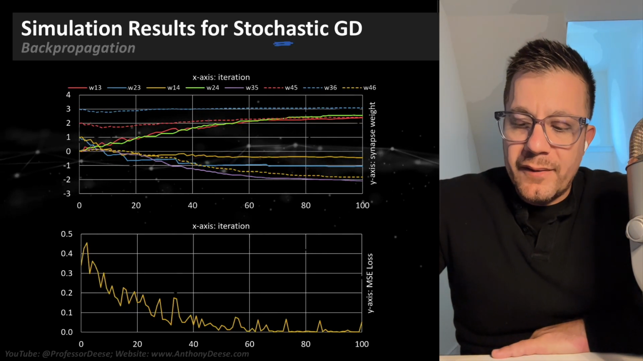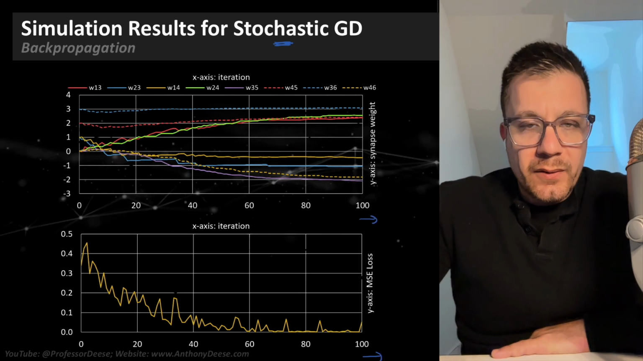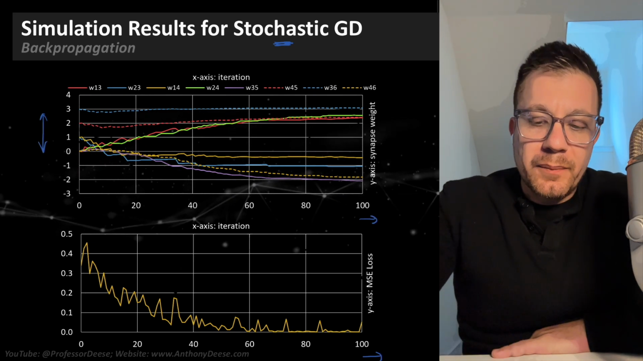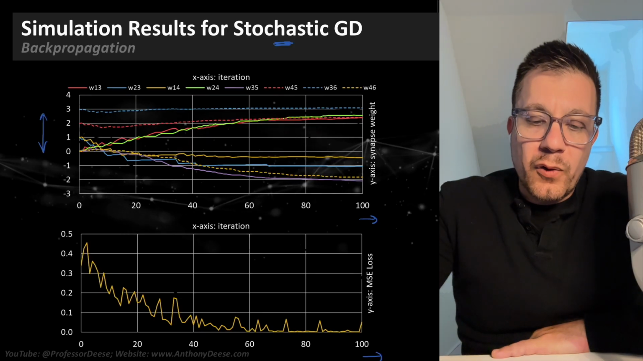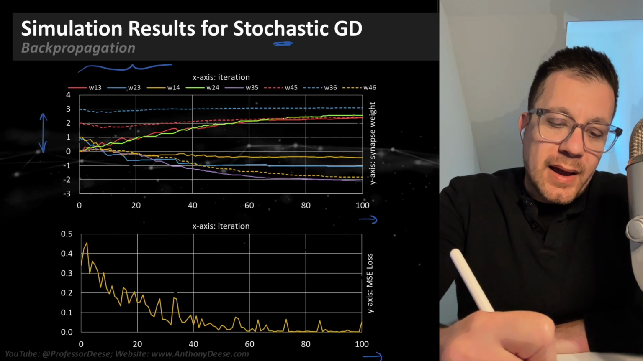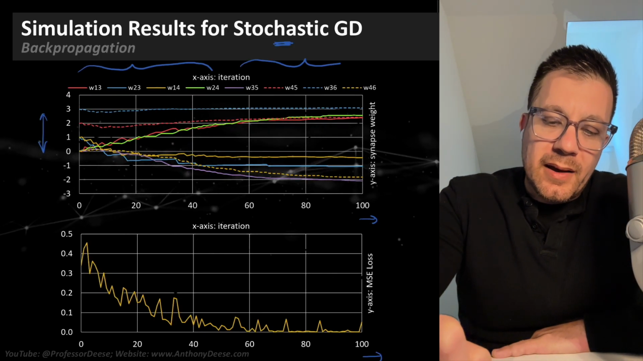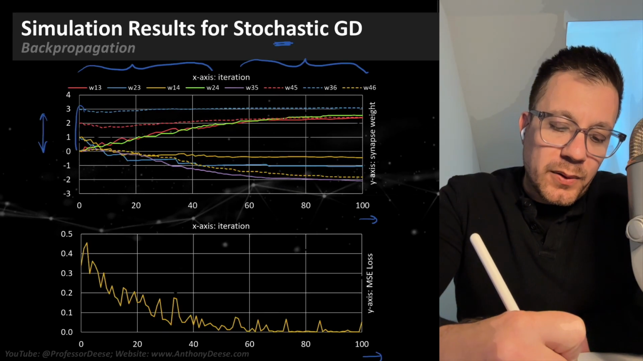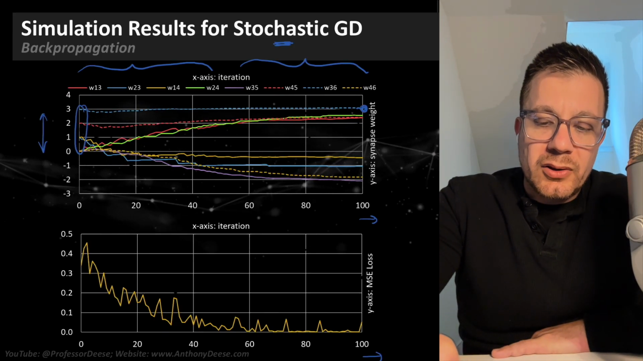Now, for both of these graphs, the x-axis is the iteration number. For the top graph, the y-axis actually presents the synapse weight value for all 8 of the synapse weights. So here we have the hidden layer synapse weights. Here we have the output layer synapse weights. They start out with their initialized values and then eventually migrate to their final values.